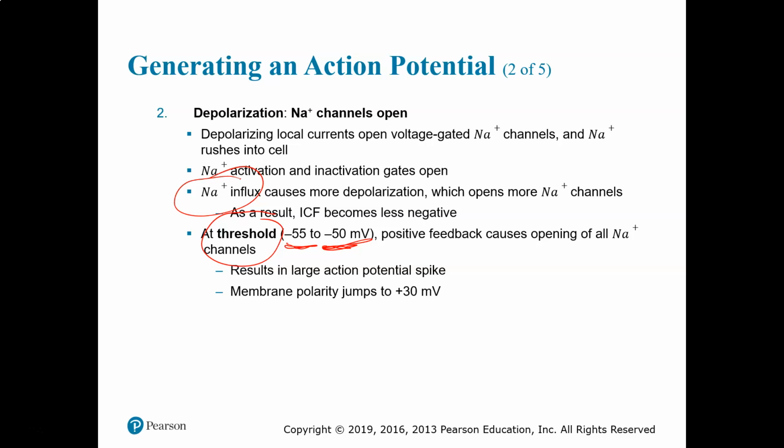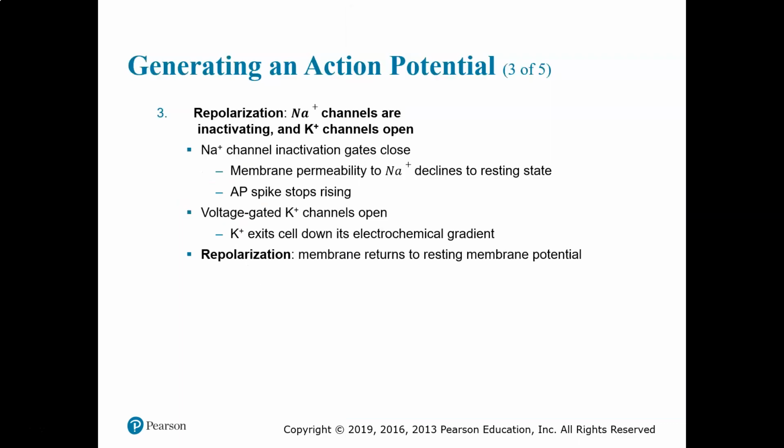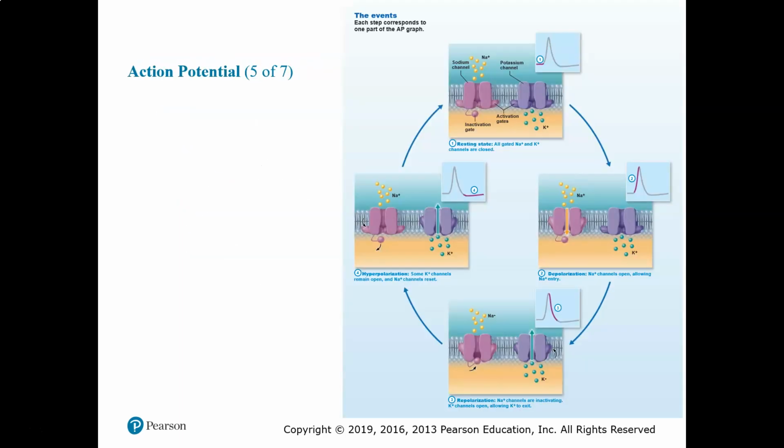Sodium is going to rush in and cause the membrane polarity to become as high as +30. That +30 is going to trigger potassium channels, and then the sodium channels will close. The potassium will go out of the cell, and that will cause it to go back to its regular potential. So let's look at this entire picture.